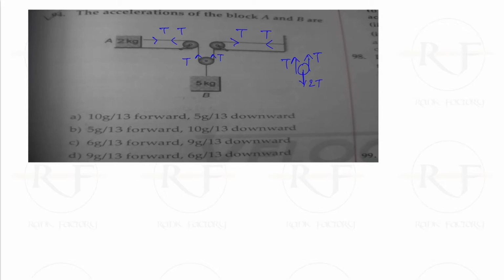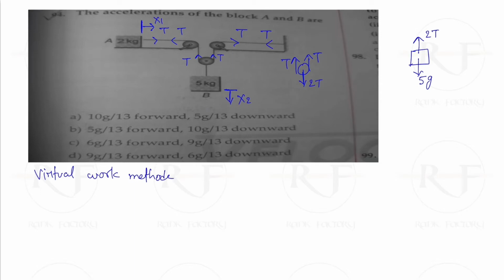So the free body diagram of the 5 kg block will be: tension in upward direction 2T and the weight 5g downward. Now let this block of mass 2 kg move a distance x1 along the right side and the block B having mass 5 kg move a distance x2 downwards. So we need to use the virtual work method to calculate the relation of acceleration between the blocks.